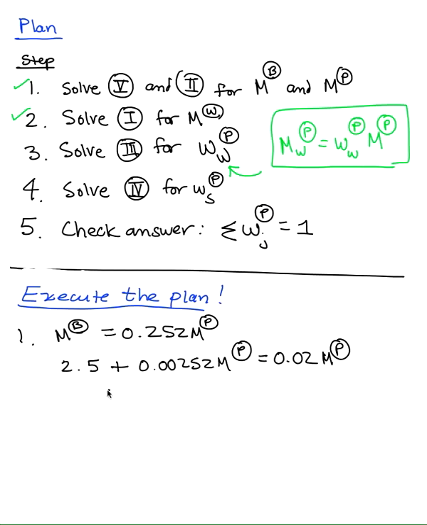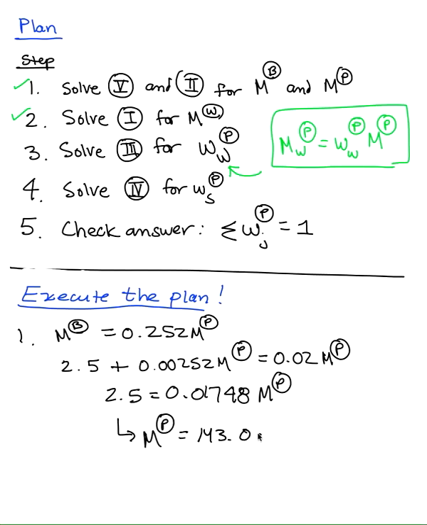Okay, and then we can just do a little bit of algebra. And then from this, we can find that the mass of P is equal to 143 grams. And the mass of B, so we're going to solve this equation now, is equal to 36.0 grams.